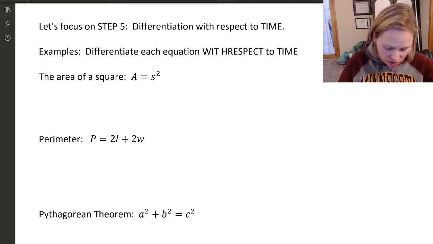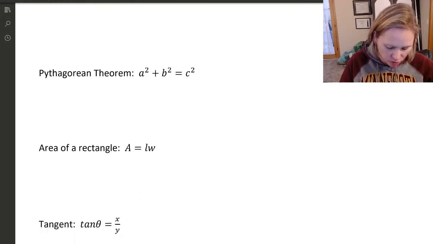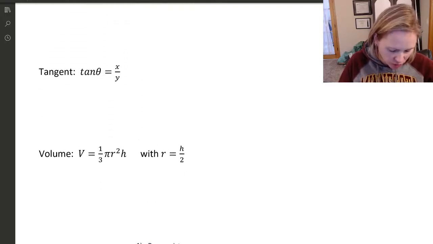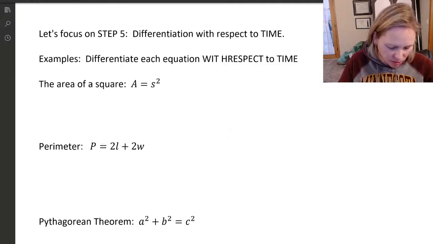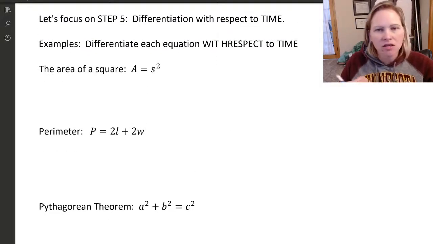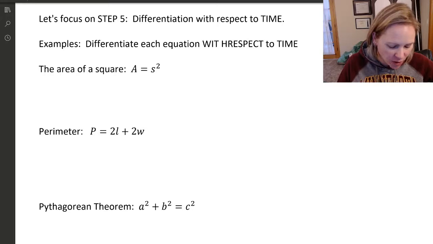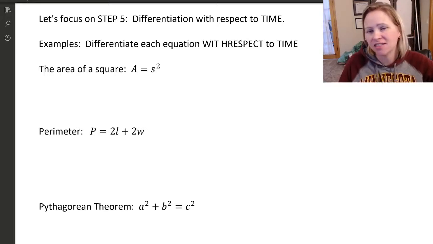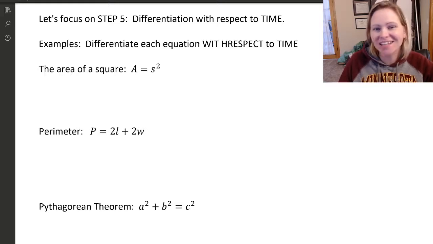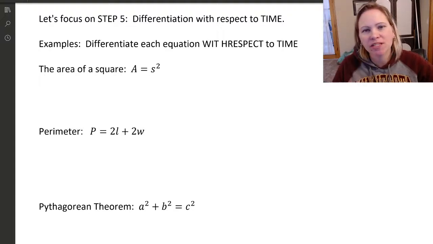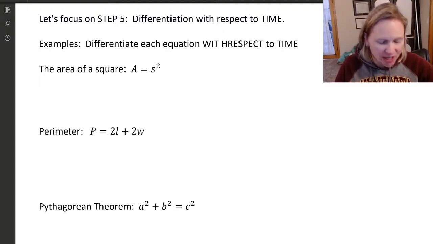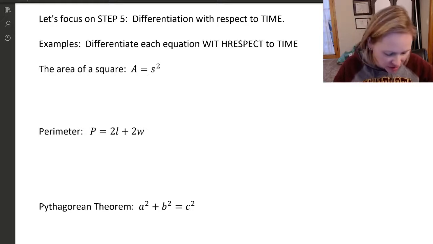So you can see in every single one of these, there is no time variable. They're all typical geometry formulas or some other typical formulas that we've seen before. And so it's going to be a little bit different because every single variable is going to be treated as an internal function of time. So we're going to basically put a dA/dt, a dS/dt, a dP/dt, a dL/dt, a dW/dt, and so on and so forth. We're basically going to be putting so many different derivatives, and we're going to apply that chain rule to every variable. And it's going to look like this.